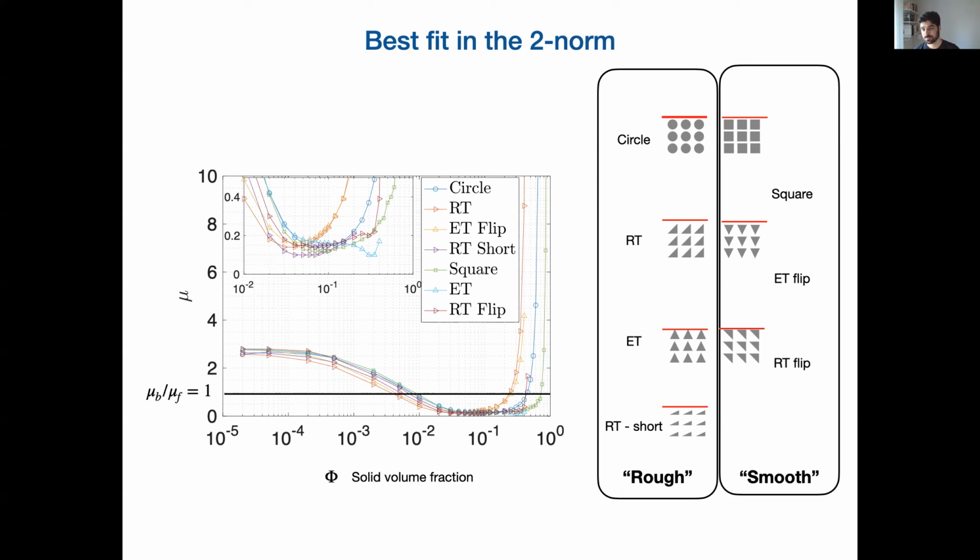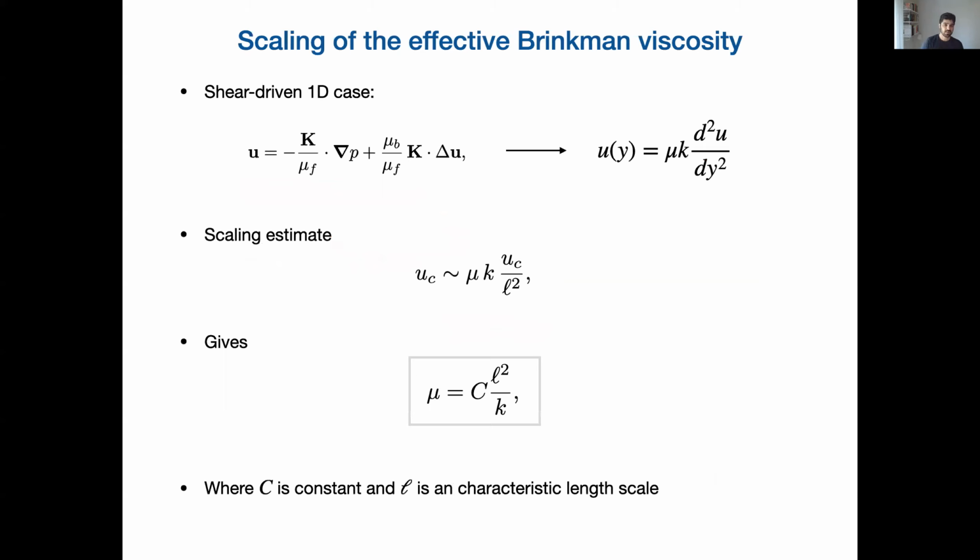in contrast to the smooth ones, which are basically porous materials where the top layer is machined, so it's perfectly smooth. And we will see that this has consequences for modeling Brinkman, depending on whether the top layer of the porous material is rough or smooth. Right. So what we did is, now we have this data. We can see what the best fit is for the Brinkman viscosity.